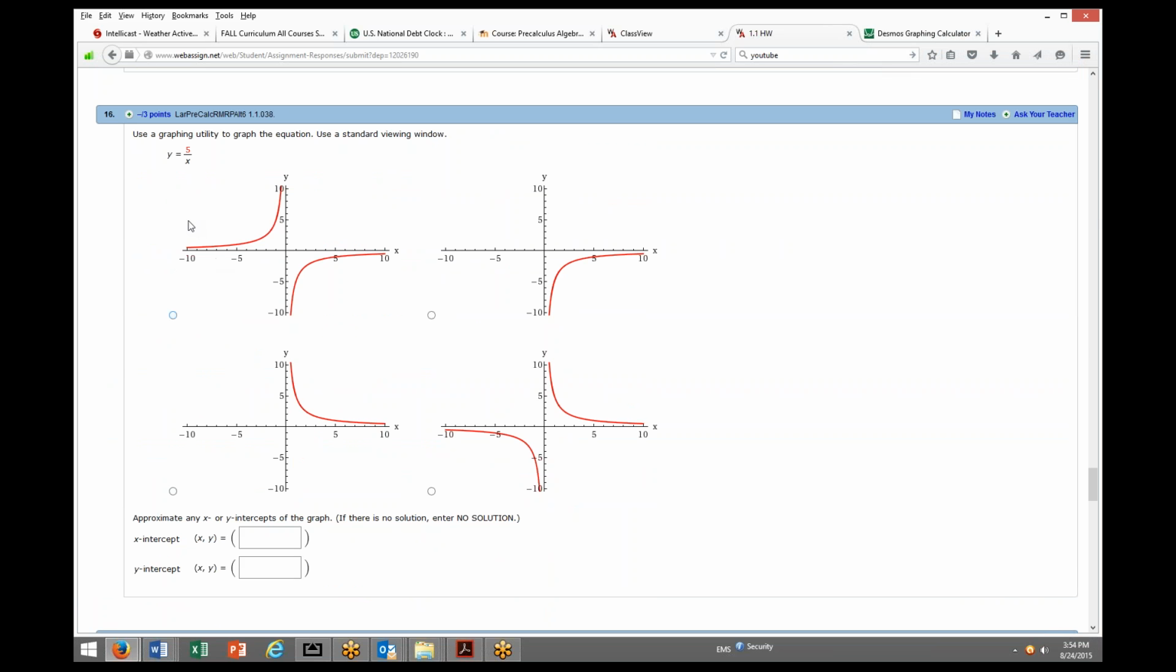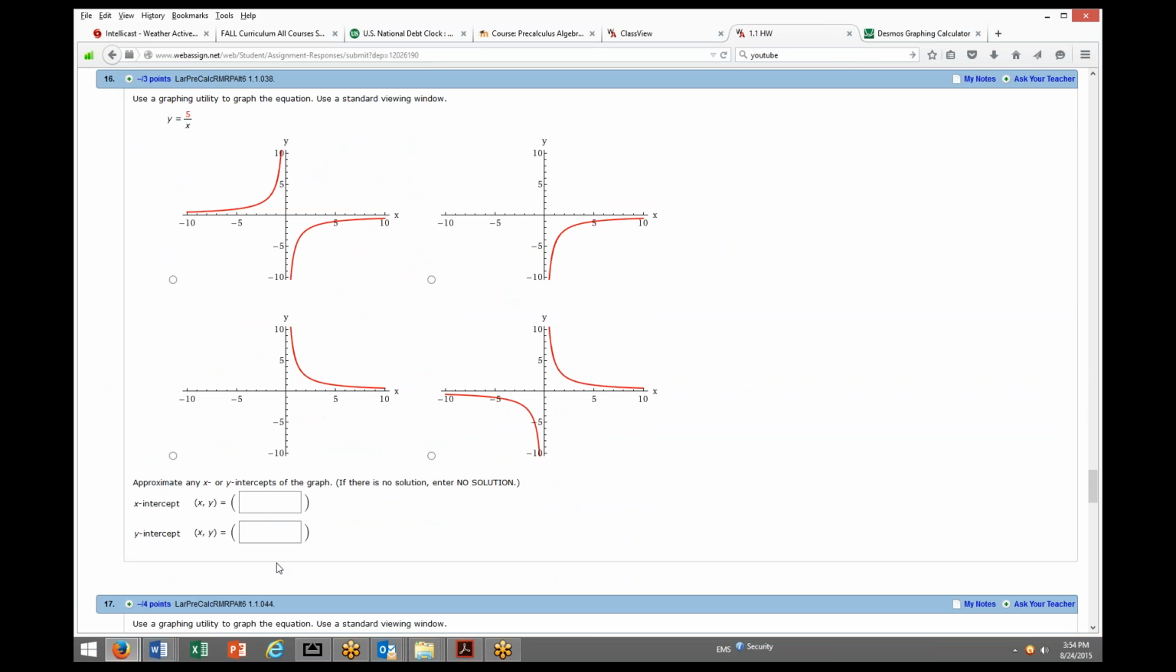And here's one, number 16. It's y equals 5 over x. Now, 5 will be different for many of you, but it's some number over x. And they give you the 4 graphs to choose from, and then they also say approximate any x or y intercepts of the graph. And if there's not an x-intercept or not a y-intercept at all, then write in the words, actually write in the words in capital letters, no solution.